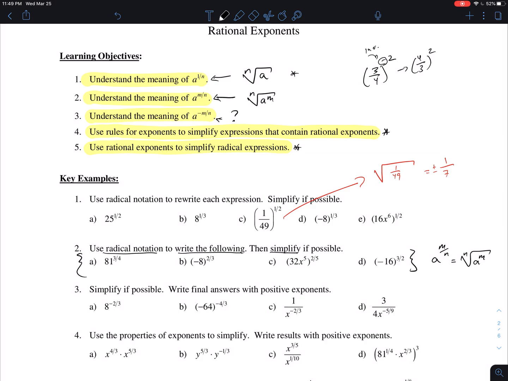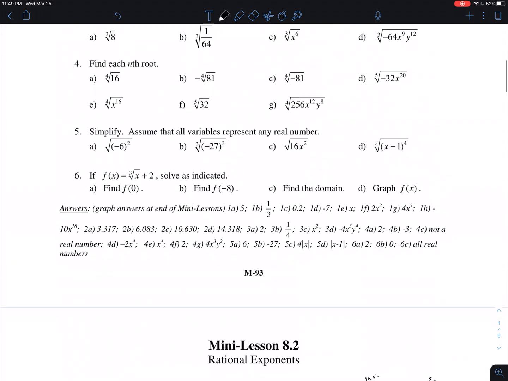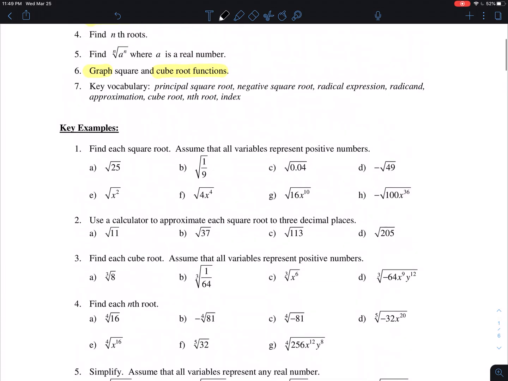Okay. So we're going to use the rules of exponents to simplify some expressions that contain rational exponents, and use rational exponents to simplify radical expressions. And the way that I do things, I'm hoping that you'll like them. I tend to not use the radicals as much, and you'll see why, I hope.